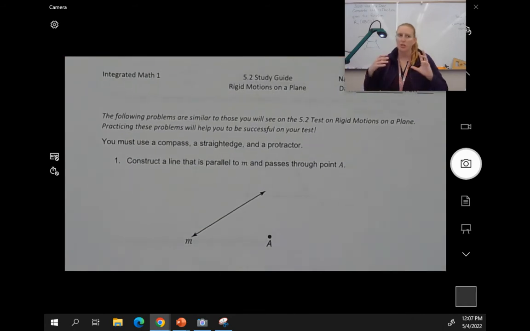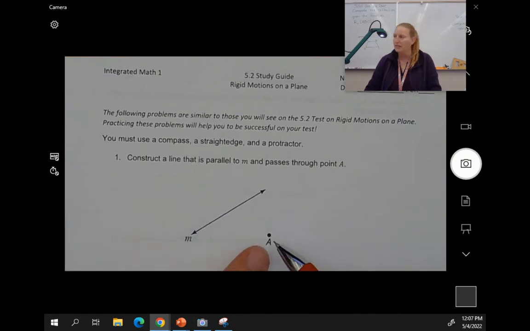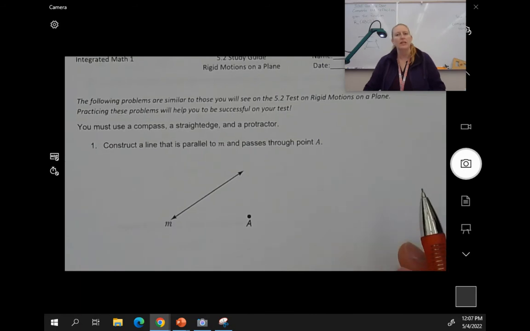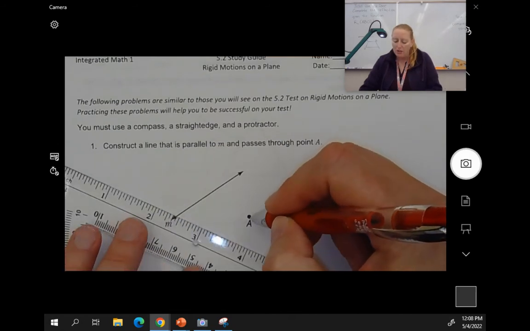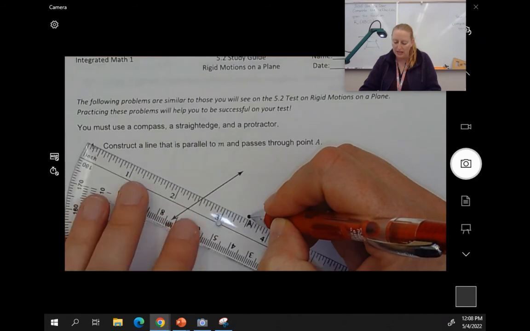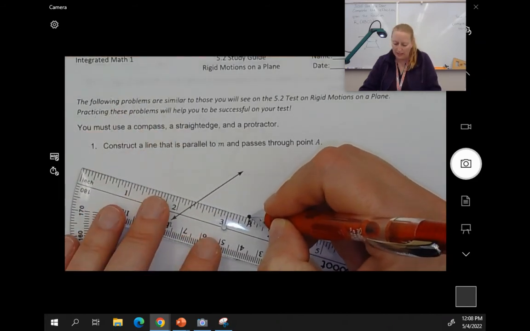Again, these problems are going to look just like the ones on the test. Very, very similar. So to start things off, number one, we would like to construct a line that is parallel to line M and passes through point A. So we're going to make congruent angles. That's our deal. If our angles are congruent, our lines are parallel. I'm going to use a little bit of a cheat. I'm going to draw my transversal through A such that it hits line M. And it can hit here or here or here. However you want to do it is fine. I'm going to do it like this.